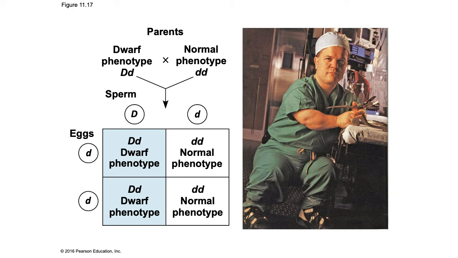Because achondroplasia is a dominant trait, only one of the parents must possess the achondroplasia allele. In the Punnett square here, you can see that the father is heterozygous for achondroplasia and the mother is homozygous recessive, meaning she does not have the allele for achondroplasia. Approximately half of the offspring of these two individuals will have the dwarf phenotype.